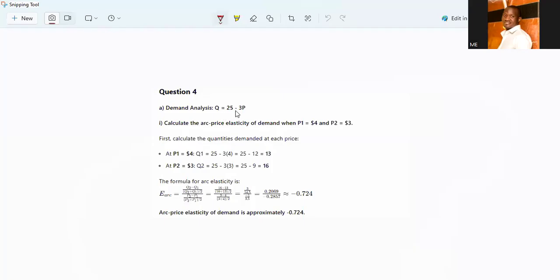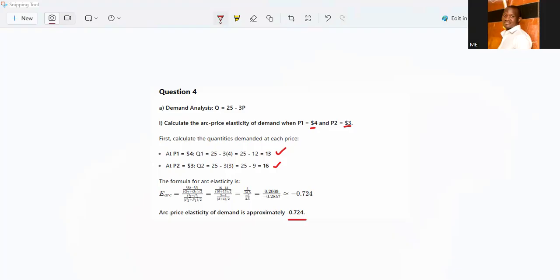Question number 4, we're given demand 25 minus 3p. So using the arc at $4 and $3, when you substitute that, at $4 our quantity will be 13, and at $3 our quantity will be 16. So we have P1, Q1, P2, Q2. So using the formula, we just substitute in there. So we're going to find our arc elasticity as negative 0.724. So we say this is inelastic. All right, inelastic. Is that clear?